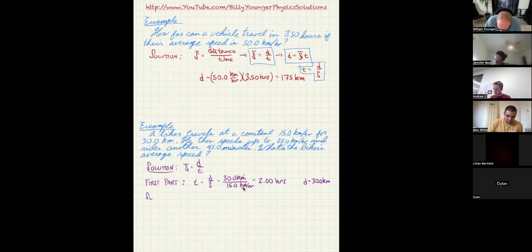Now for the second part of the travel, in that case, they gave us the speed and they gave us the time. So we're going to need the distance. In that case, we're going to say distance is equal to average speed times time. So that's going to be 25.0 kilometers per hour times. Now here, if I multiplied by minutes, that wouldn't cancel out the hours below. So I've got to actually convert the minutes to hours. You probably know it's 0.75.